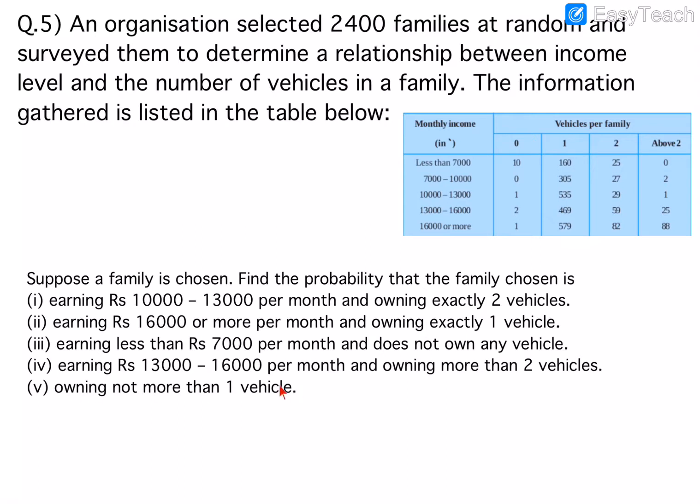But in the last part of the problem, there is no income group mentioned, so we have to consider all the income groups having not more than 1 vehicle. एक vehicle से ज़्यादा ना रखने वाले, it means 2 vehicles और above 2 vehicles की families हैं वो छूट जाएंगी और ये सारी families total हो जाएंगी.